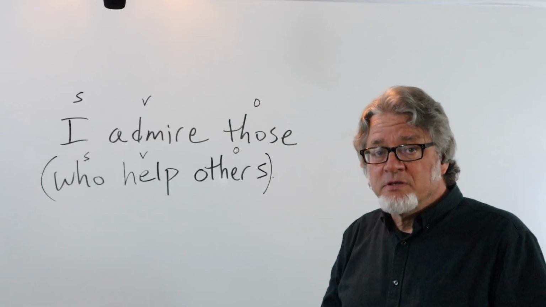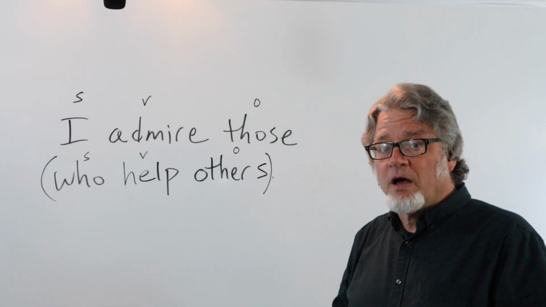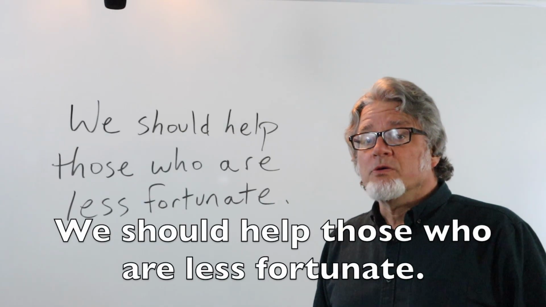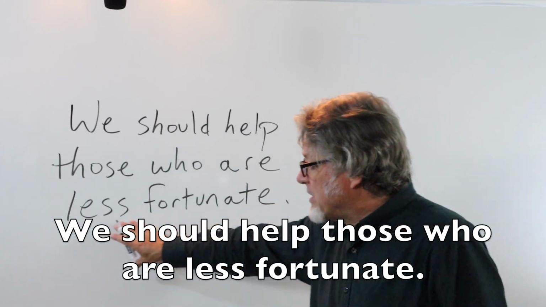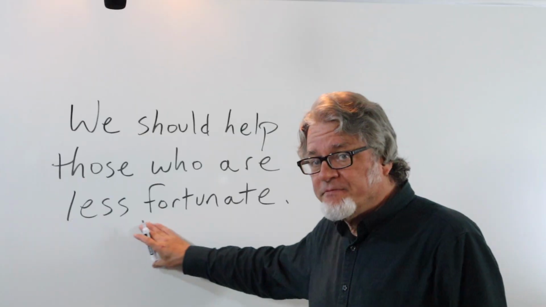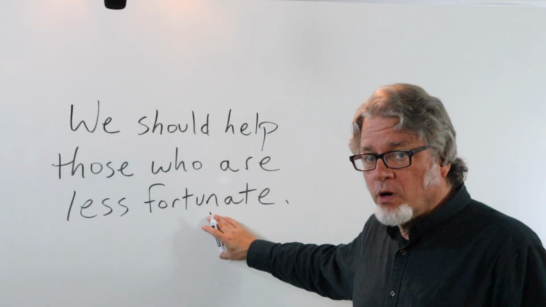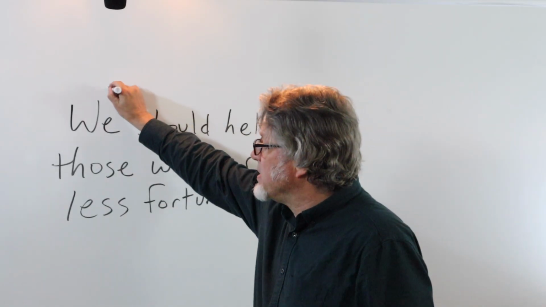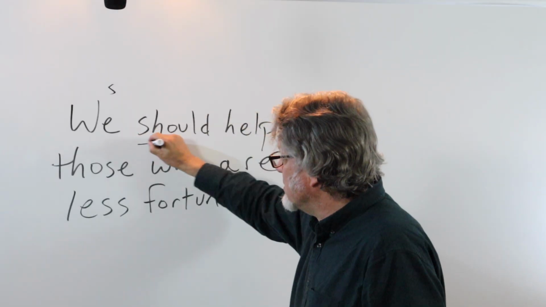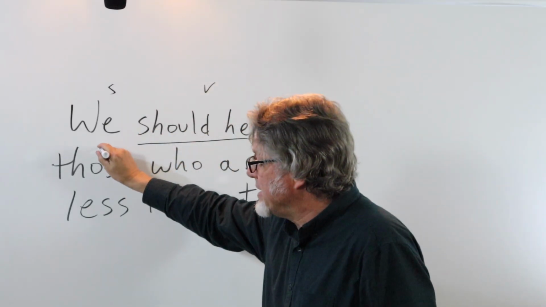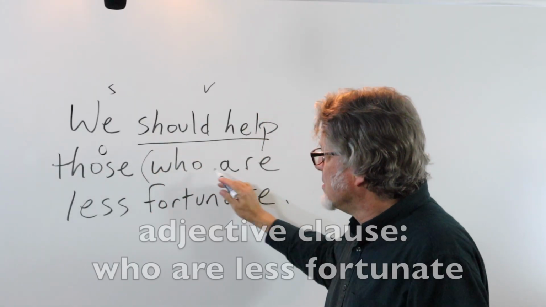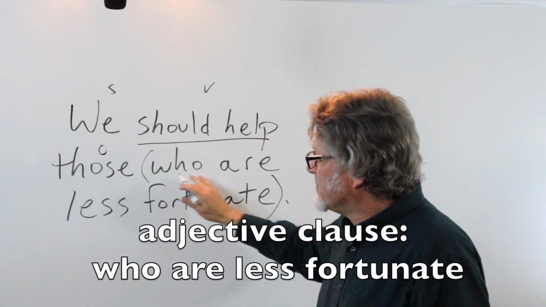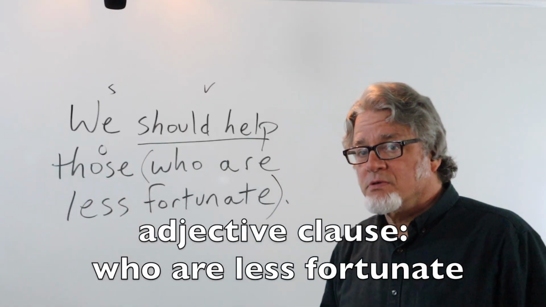Those is often used with adjective clauses. We should help those who are less fortunate. This is often in reference to people who don't have very much money or who are poor. Here's the subject, here's the verb, should help, and then here's the object, and here is the adjective clause, who are less fortunate, for the word those.